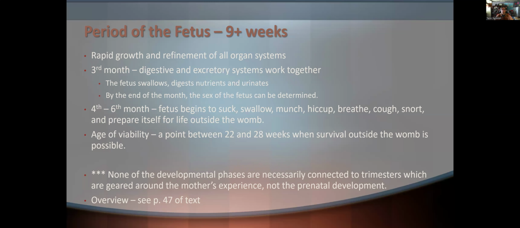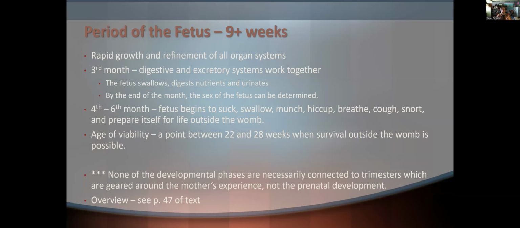So it's crazy to think about that happening inside the mom, but mom, you're excreting waste for two. That's a lot on your system too. By the end of the 3rd month, the sex of the fetus can be determined. In the 4th to 6th month, the fetus begins to suck, swallow, munch, hiccup, breathe, cough, snort. So these are all reflexes.